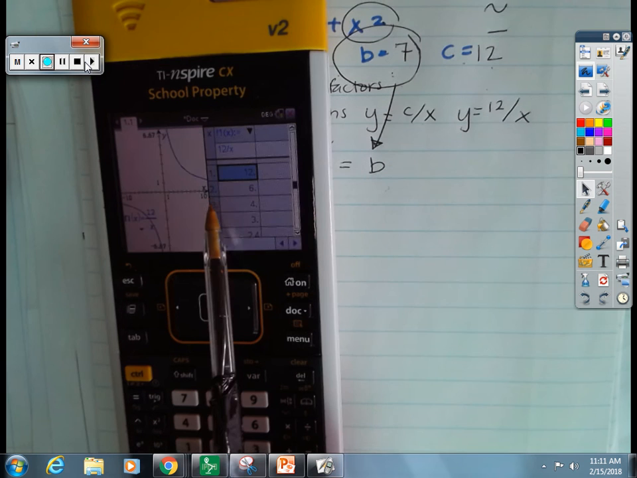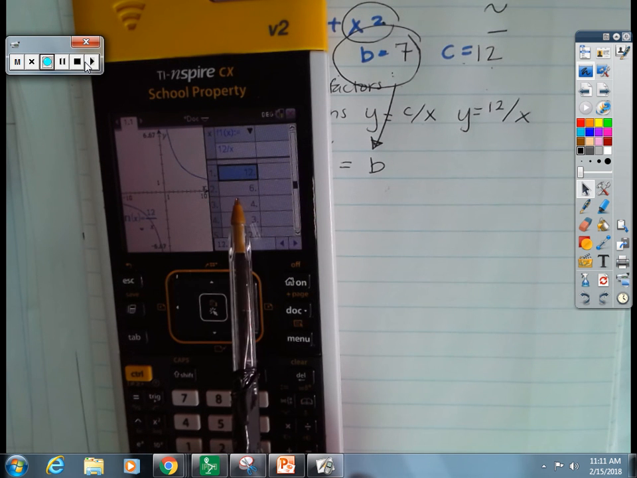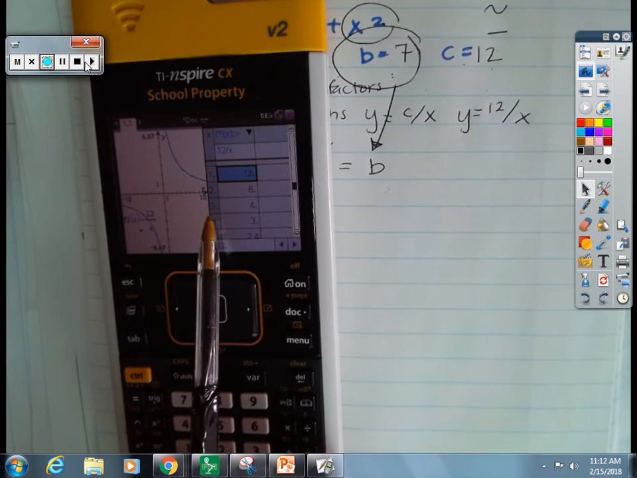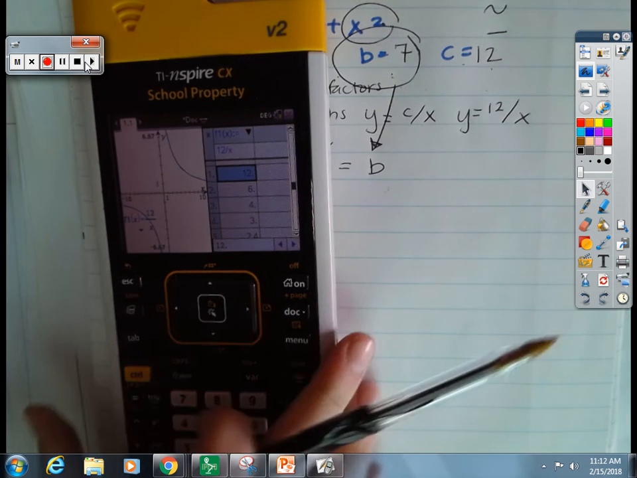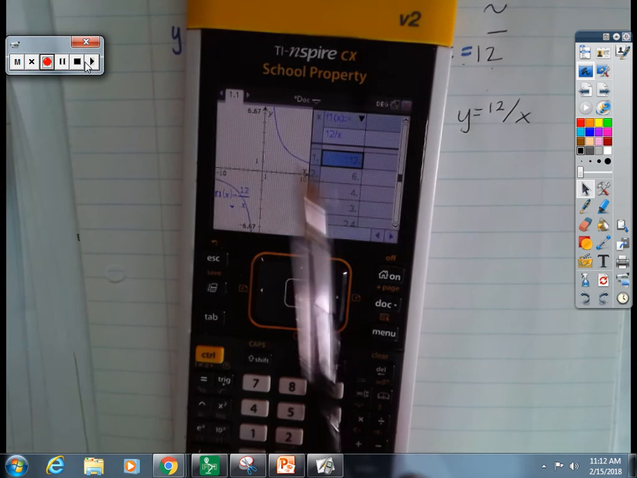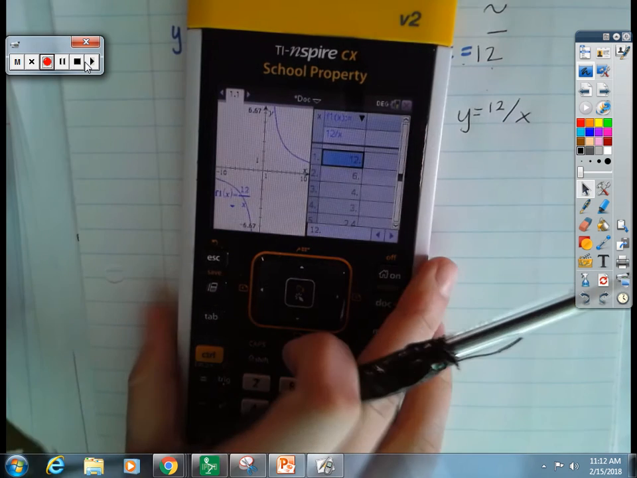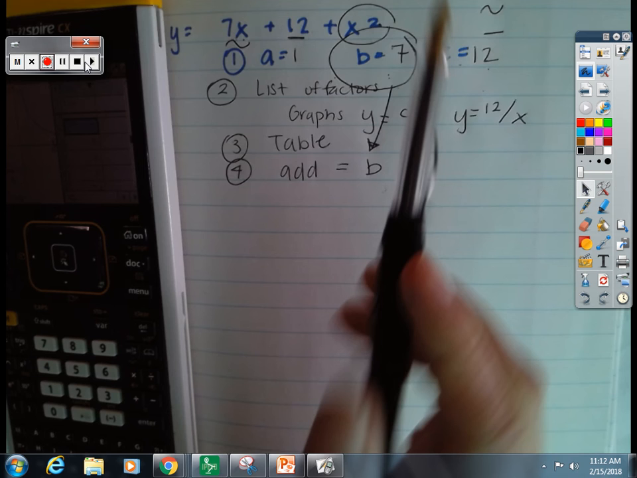Next one, 2 and 6. 2 plus 6 is 8. And so that's not 7. The next one, 3 plus 4 is 7. So my factors are 3 and 4, because 3 plus 4 is 7.